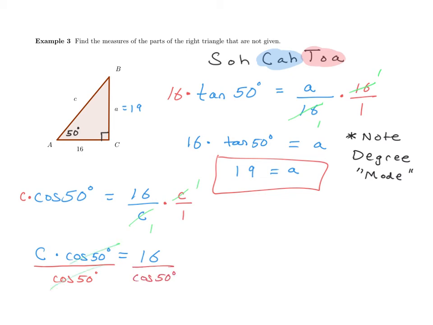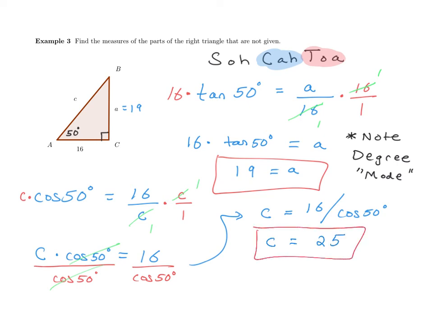On the left, they cancel, and we're just left with c. So I'll put that over here. C is equal to 16 divided by cosine of 50 degrees. This is an expression I can type into my calculator, and I will round, I guess, to the nearest whole number again. So 16 divided by cosine of 50 degrees, I get 24.89, and that is 25 if I round to the nearest whole number. So that is the length of the hypotenuse, approximately 25.